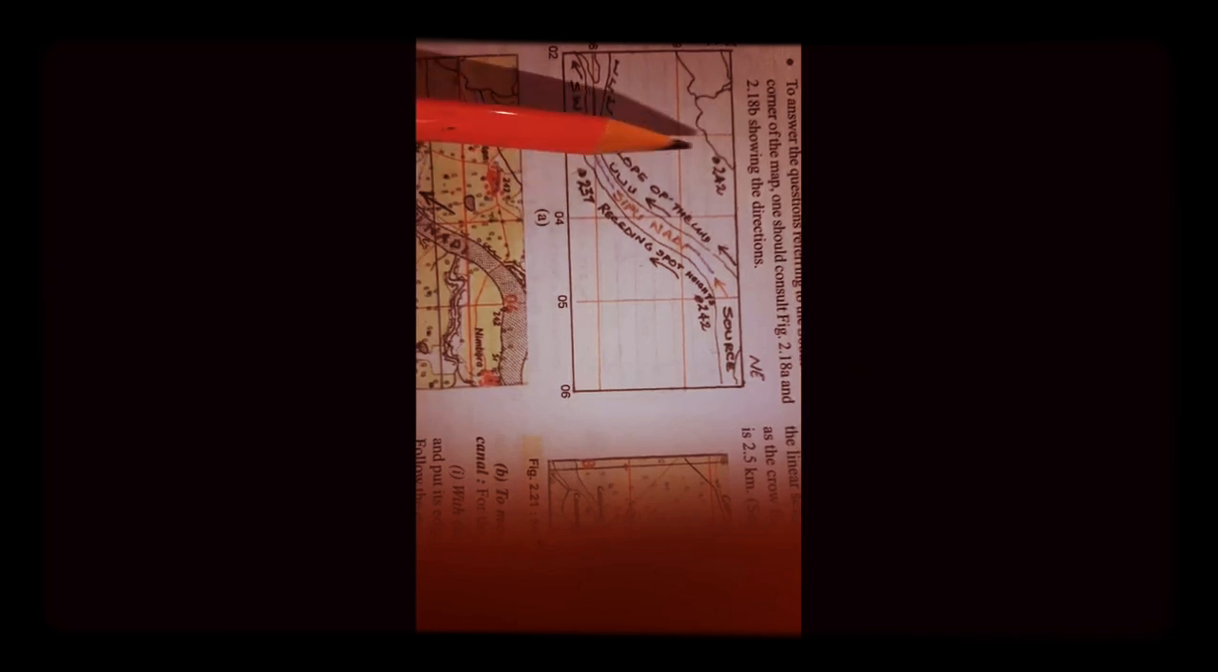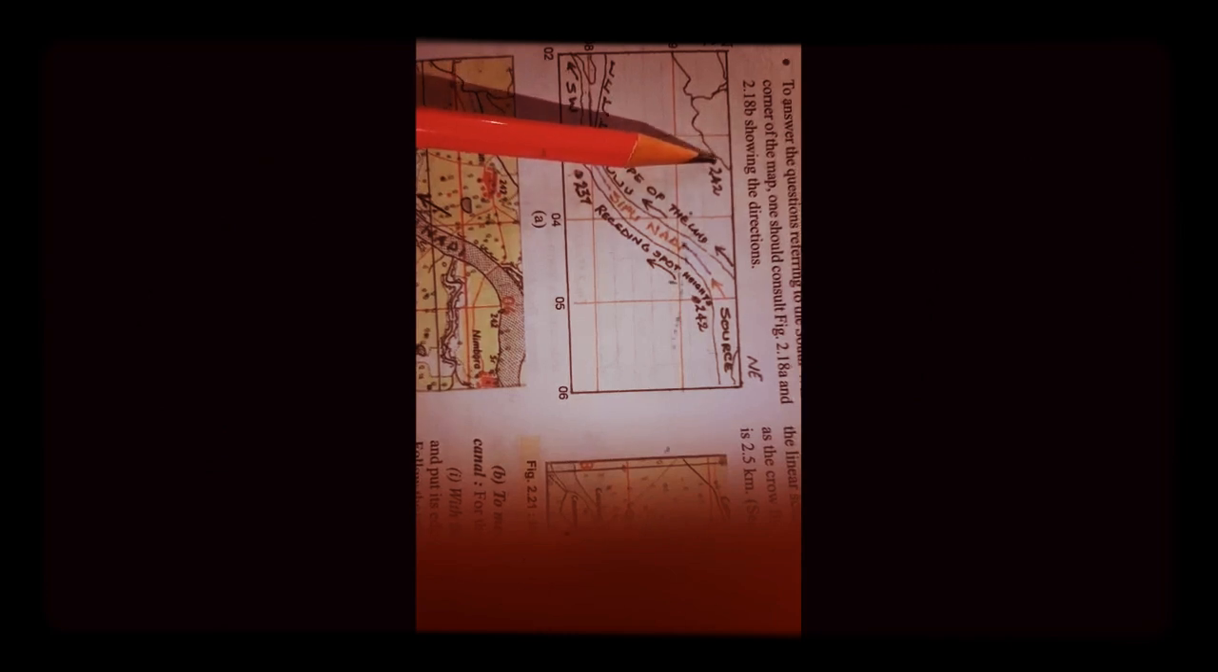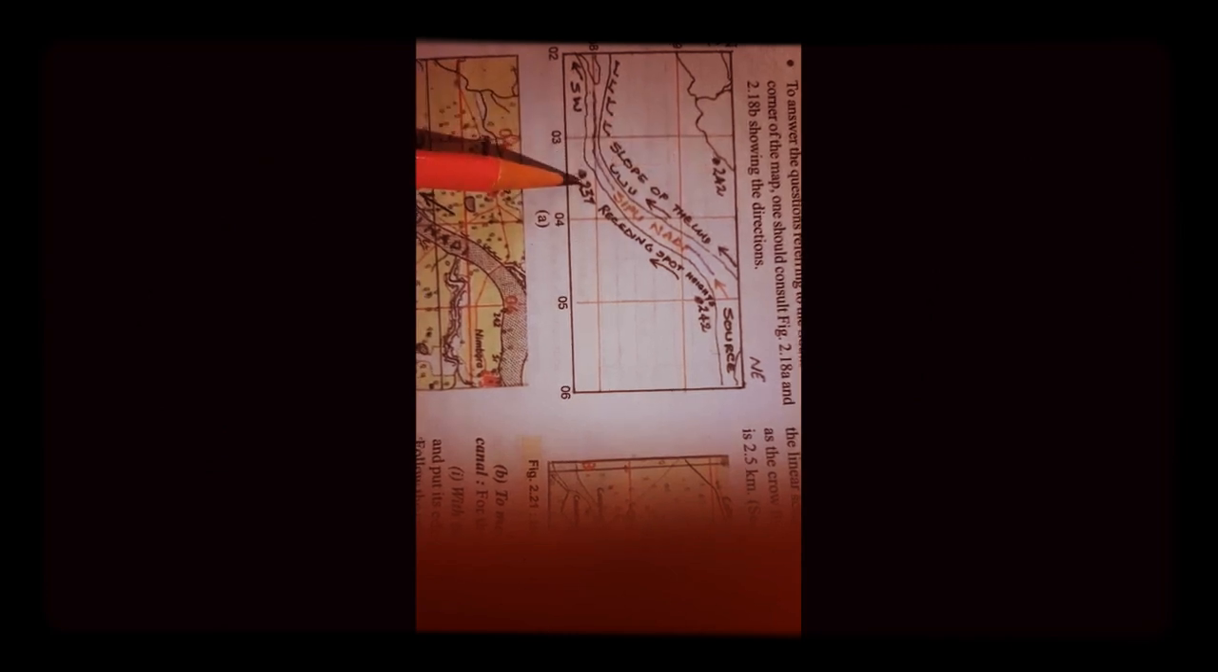So in this way, 242 is on which bank of the river? That is the right bank of the river, and the 237 spot height is on the left bank of the river.